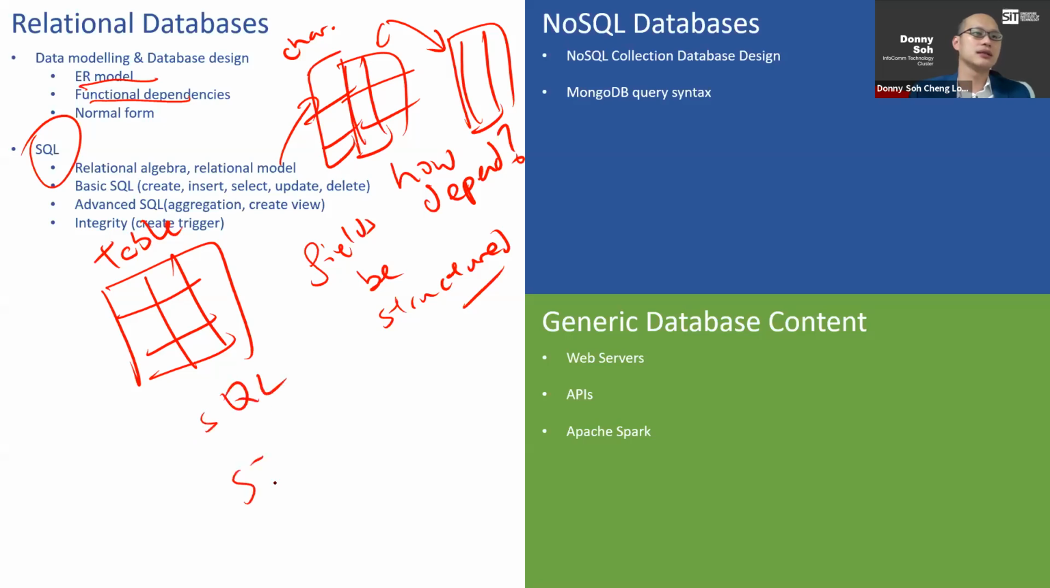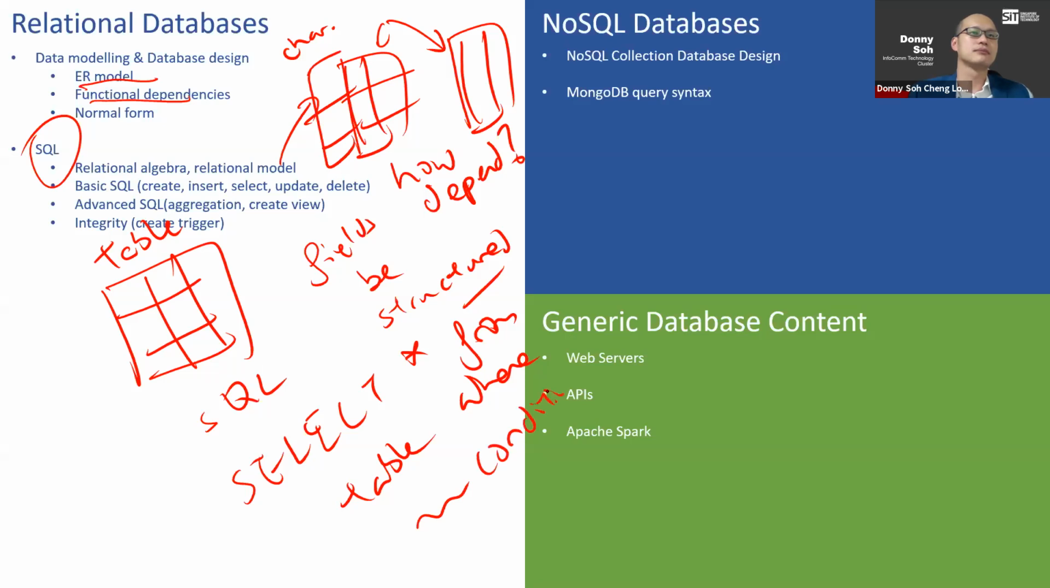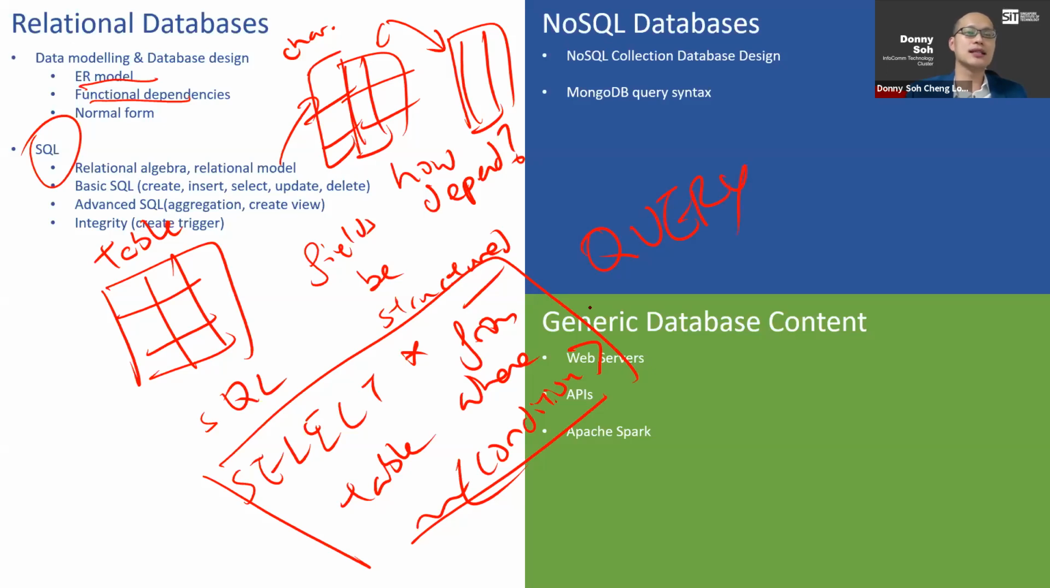SQL, which is select star from table where a certain condition occurs. So this is that of an SQL query. And typically, we will be asking for items from the table based on the SQL query, and this is somewhat the syntax. So in terms of query, usually we have these four terms, CRUD, which we'll go through later on.